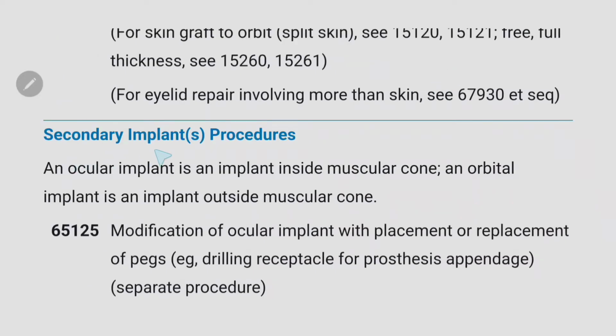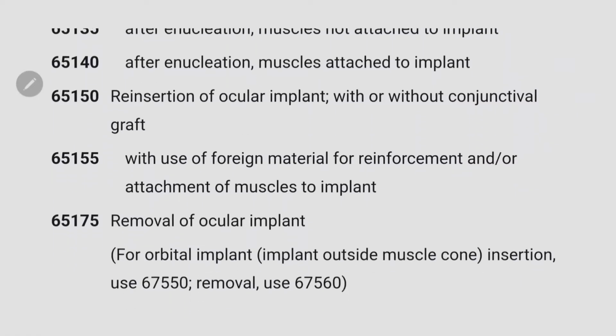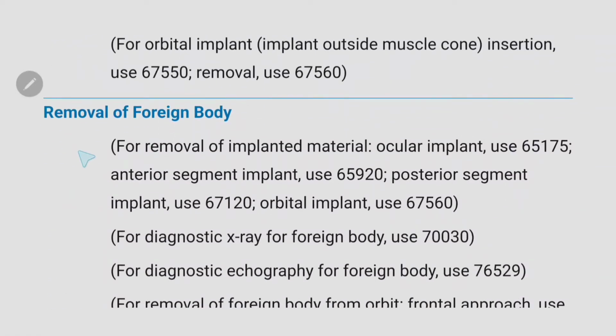Next, there are secondary implant procedures. So they have given the definition for ocular implant, highlighted. An ocular implant is an implant inside the muscular cone. An orbital implant is an implant outside the muscular cone. These are the codes. Next, there are codes for removal of foreign body.